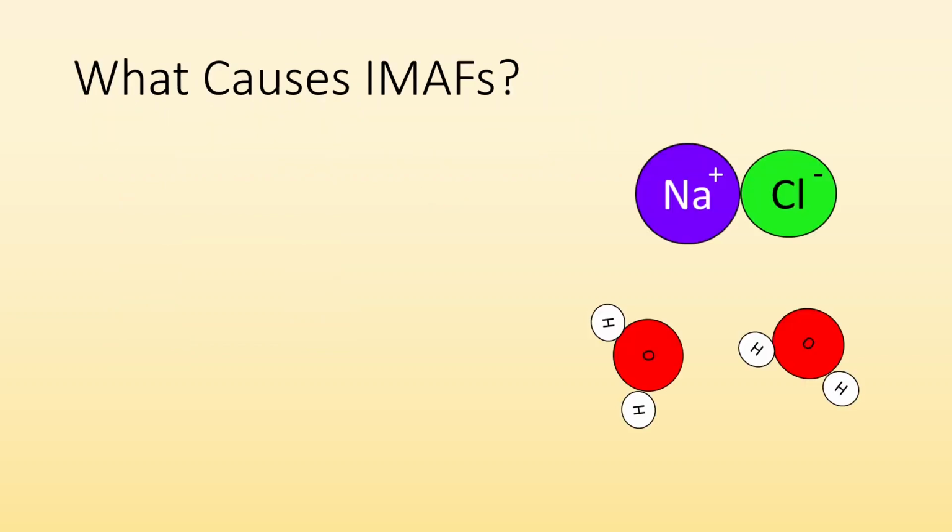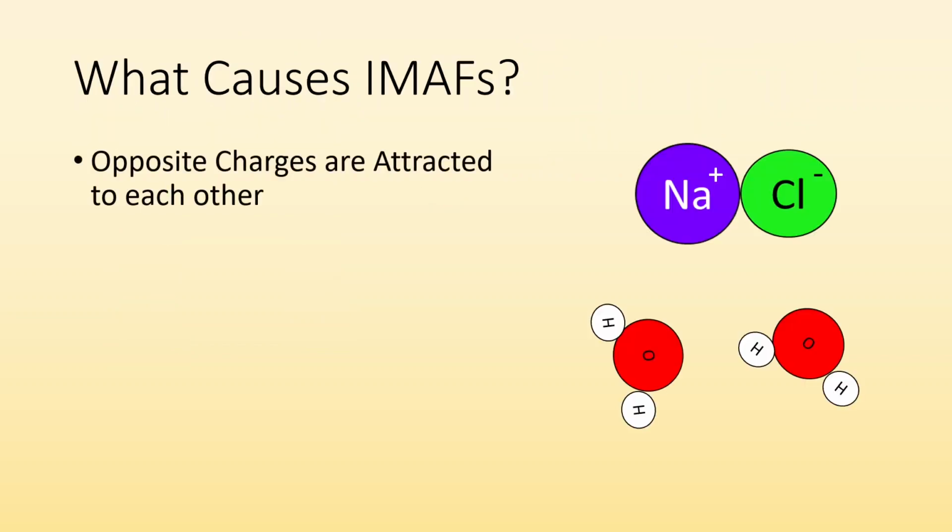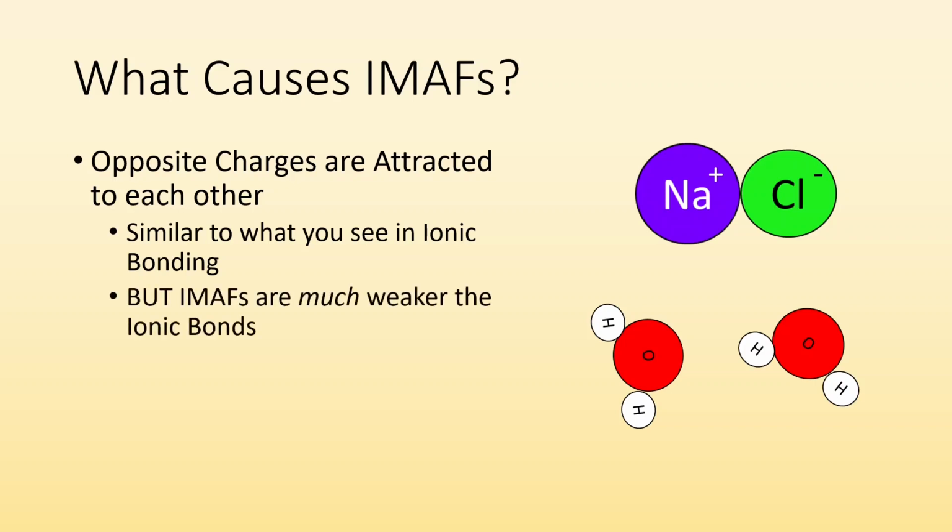There you go. All right, so what causes these intermolecular attractive forces? It comes down to charges. So we know that opposite charges are attracted to each other. So if you think about ionic bonding, we have this positive cation attracted to this negative anion, and that opposite charges attracting is what's making that ionic bond. It's similar with intermolecular attractive forces, but they're much weaker than ionic bonds.